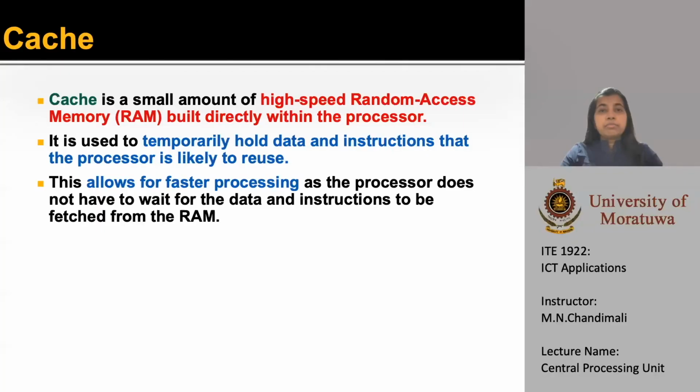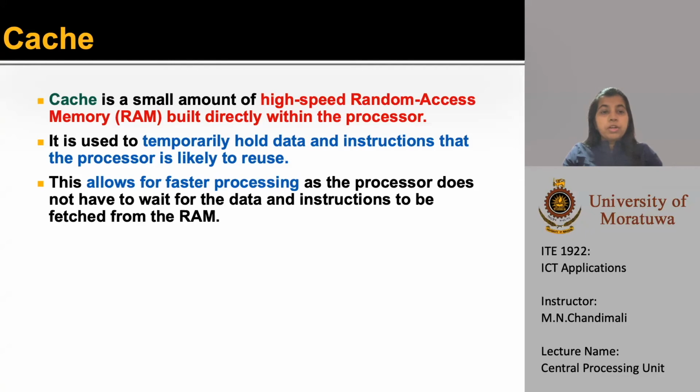The other memory component available in the CPU is the cache. Cache is a very fast random access memory built within the processor. It is used to temporarily hold data and instructions that the processor is likely to reuse. The objective of having cache is to reduce the cost of fetching data and instructions from the relatively slow main memory.